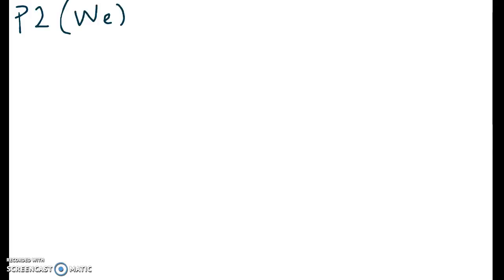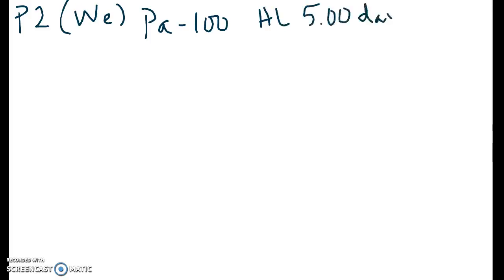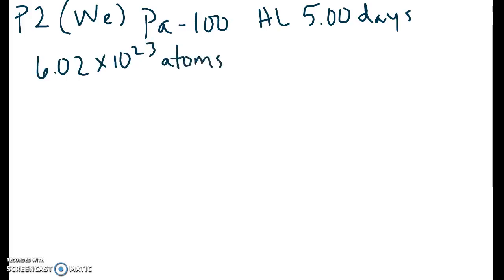So we have palladium 100, so Pa 100, that's my isotope that I'm working with. It has a half-life of 5 days. So it only takes 5 days for the sample to cut in half. So 5.00 days, that's my H. If one had 6.02 times 10 to the 23rd atoms to start with, how many atoms would be present? So that's my AO. How many atoms would be present after 20 days? So 20.0 days is my time.